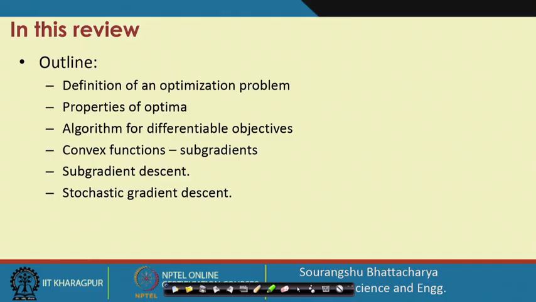So, the outline of today's lecture is going to be, we are going to discuss the definition of an optimization problem, the properties of optima, some algorithms for differentiable objectives, then we are going to discuss convex functions and the concept of subgradients. Then we are going to briefly describe the subgradient descent algorithm, and finally, we will discuss the stochastic subgradient descent algorithm, which is highly useful in the context of machine learning.